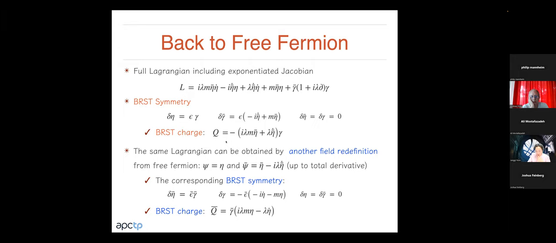And then it turned out that the exact same Lagrangian can also be obtained from the free fermion theory by a different field redefinition. Previously, I redefined psi, but now you can also redefine psi bar, and up to a total derivative, you obtain the same Lagrangian. Then this field redefinition also gives another BRS symmetry, and the corresponding BRS charge is here.